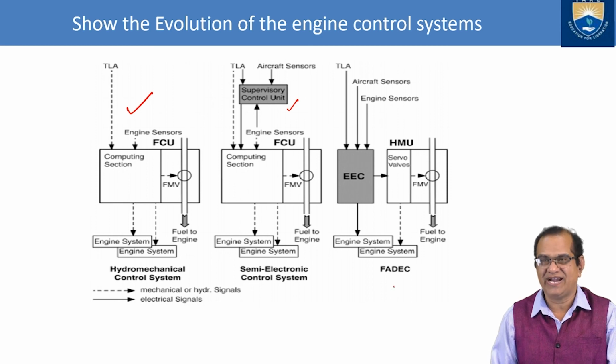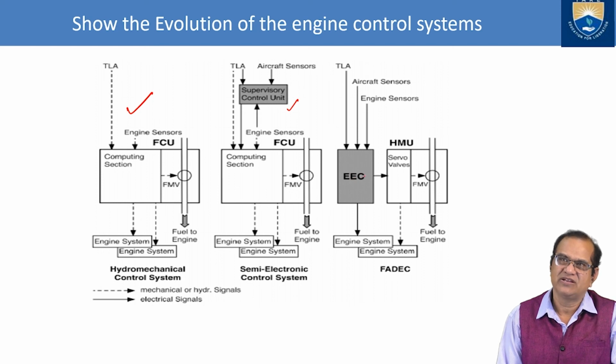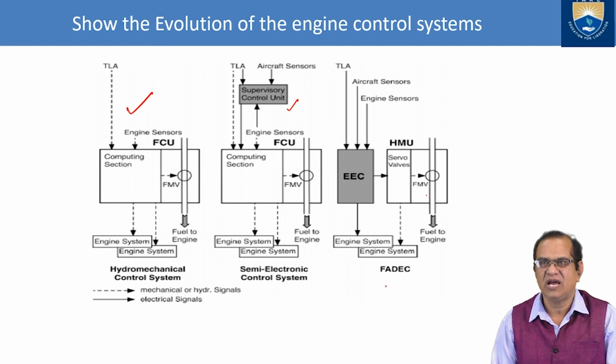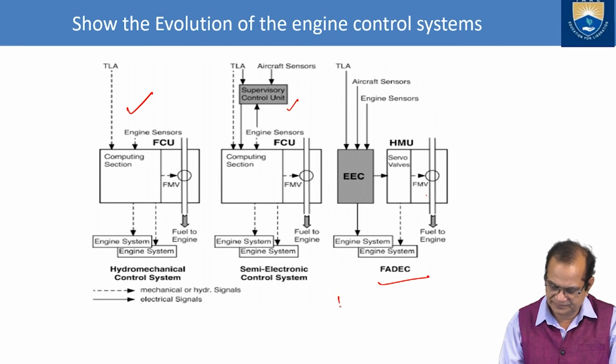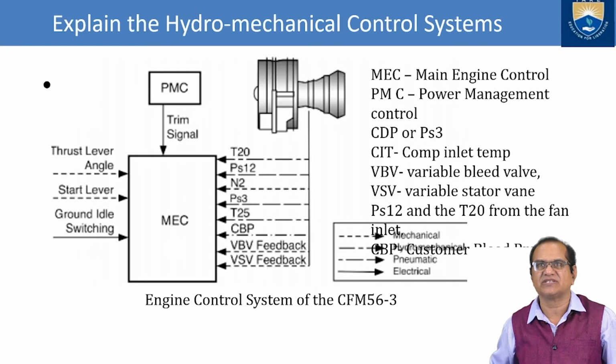And next, it is a FADEC system here. It is a modern latest system. Here we have the engine electronic unit. Here TLA, aircraft sensors, engine sensors, all are here. This is also fitted here. Here we have the hydraulic mechanical unit. So this will supply the servo valves. It will open them, then it will go to the fuel metering valves, and this is the principle of the FADEC. All modern aircraft will use the FADEC system.